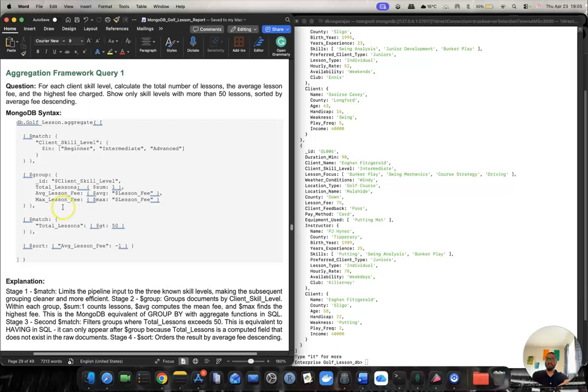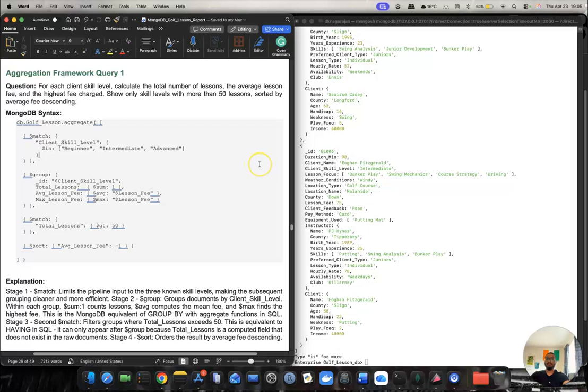So the result of this stage is exactly 3 documents, one for beginner, one for intermediate, and one for advanced, each carrying those 3 computed values. This is the full group by with aggregate functions done in a single pipeline stage. If we move on, we can go to stage 3, the next match filter.